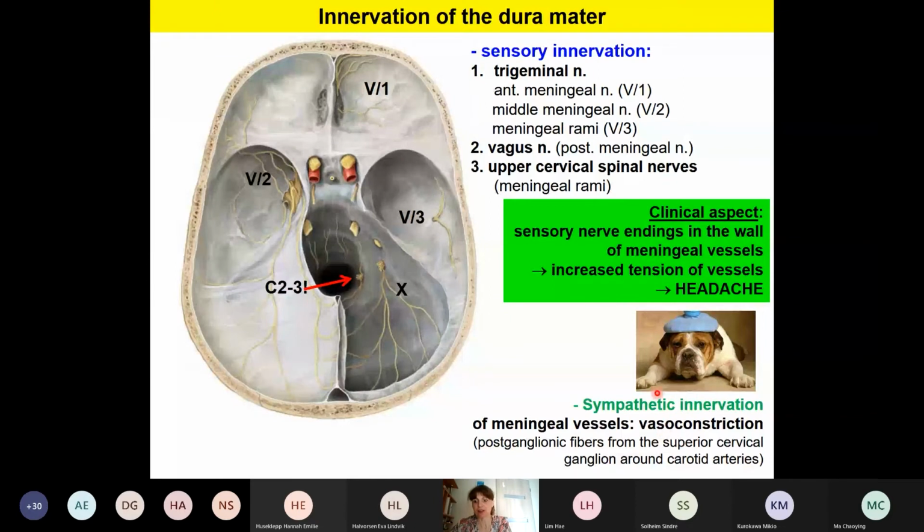And the vessels naturally also have a sympathetic innervation for the contraction, and it comes from the spinal cord and via the superior cervical ganglion. The postganglionic fibers surround the carotid arteries, and so they can reach the vessels. But the brain tissue itself has no pain receptors, so you can actually make operations when the patients are not anesthetized.